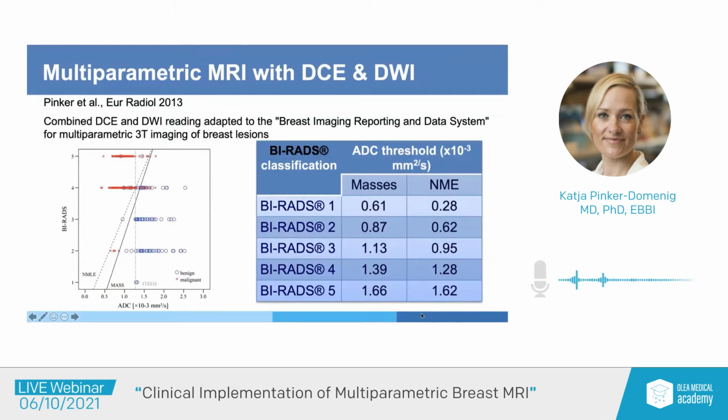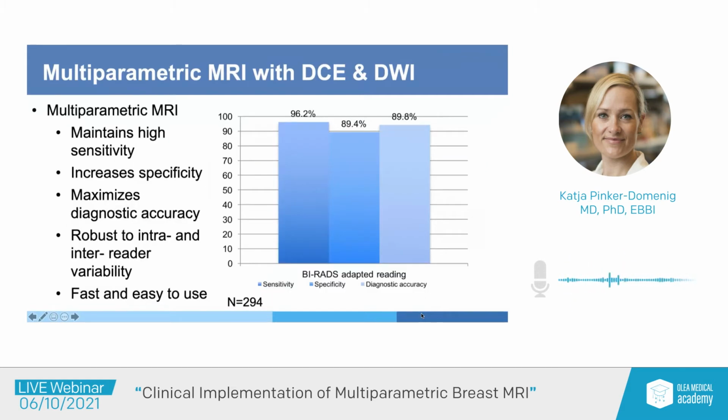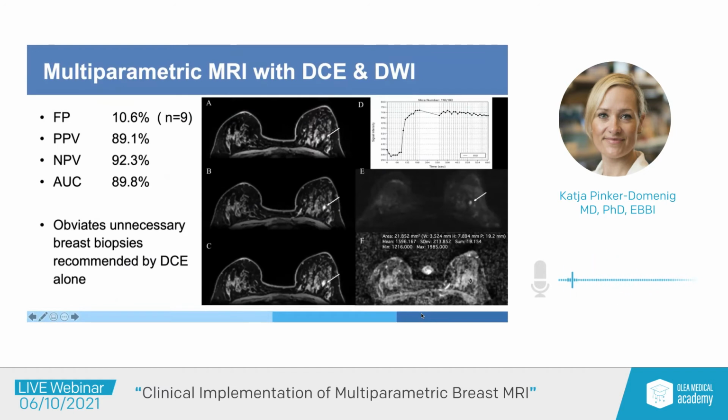At one point, we also wanted to investigate if we can base the levels that we should be using for masses and non-masses on our workhorse, the BI-RADS Atlas. In this study, we basically defined different thresholds. The consensus statement also thought about this idea, but we wanted to provide something less complicated, so that's why we came up with the qualitative diffusion levels. However, with the BI-RADS adapted reading, we found the same thing. We can maintain the sensitivity, maximize diagnostic accuracy, and it's also fast and easy to use. But for clinical implementation, we now have a consensus statement, and I would rather recommend using the levels.